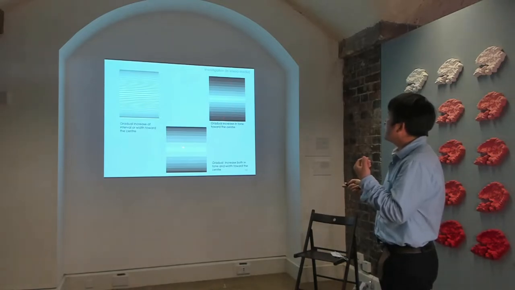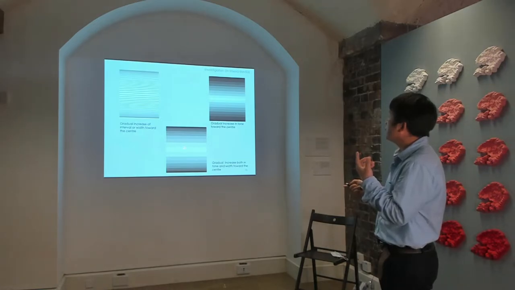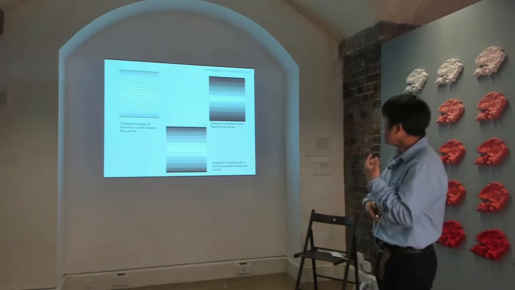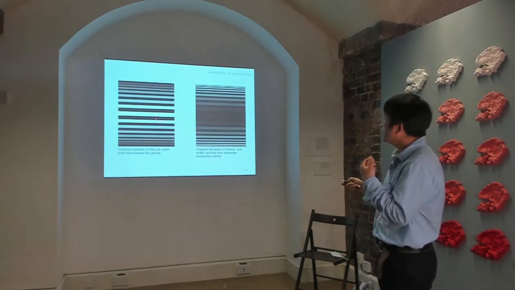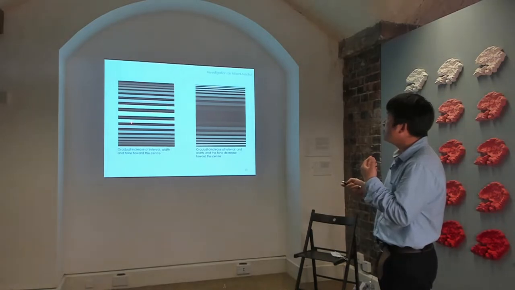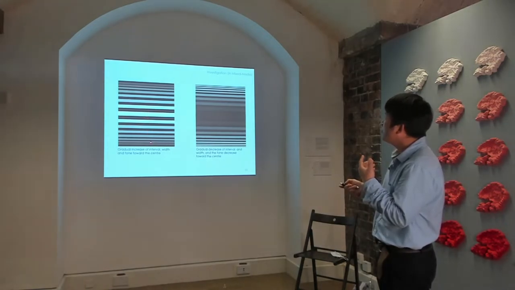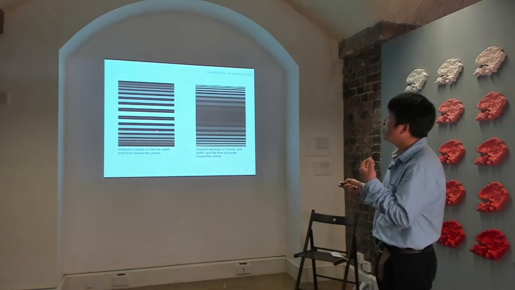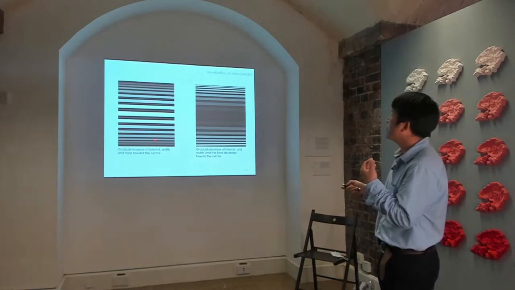And then this one, two elements together, a gradual increase in tone and width towards the center. So more spatial curvature appears. And then with all three of them, a gradual increase of interval and widths and tones, a spatial curvature appeared well.